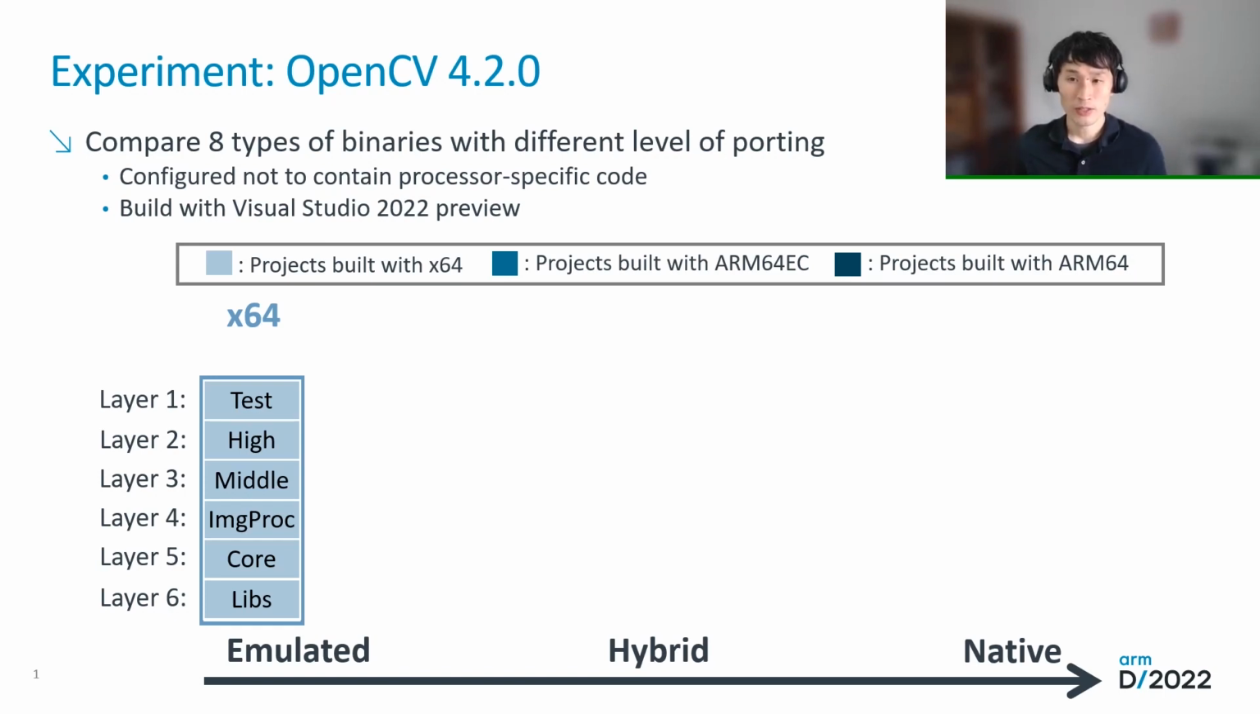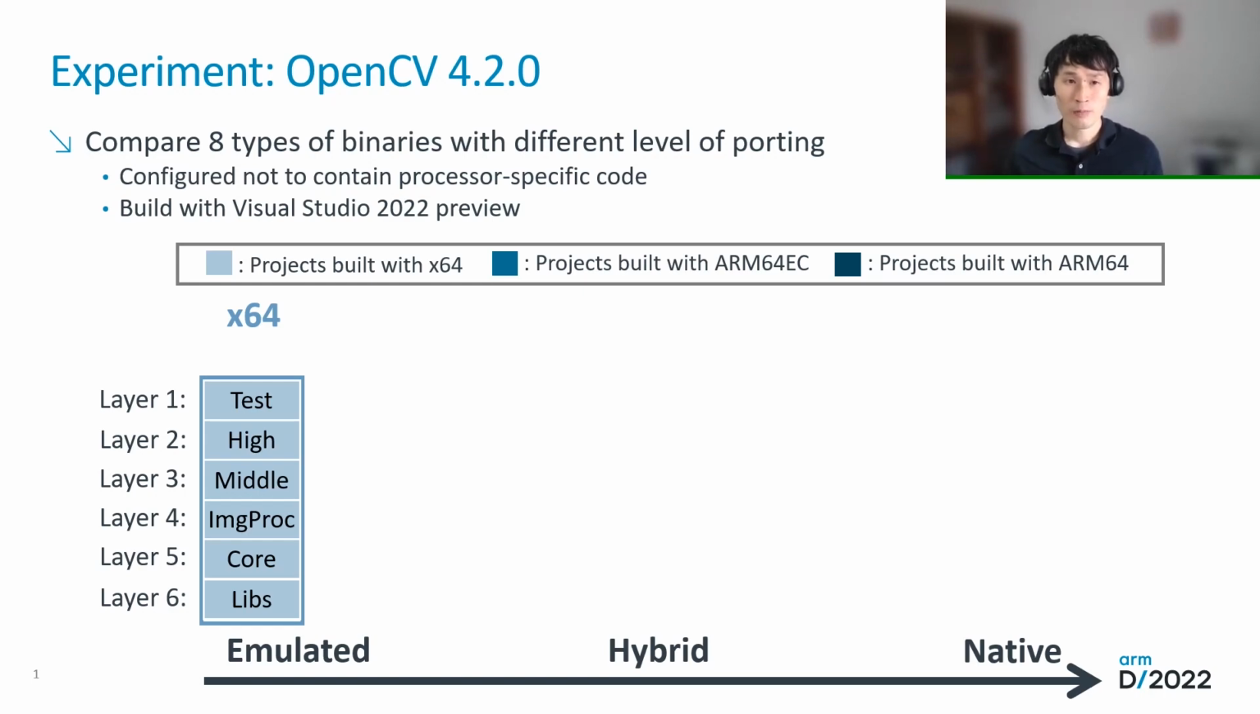And layer 3 includes middleware such as video and image codecs. Layer 2 includes high-level functionality such as feature extraction or object detection. And then layer 1 includes the uppermost layer that tests these high-level functionalities.